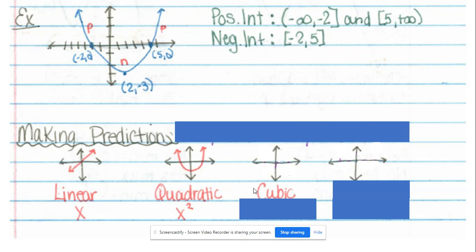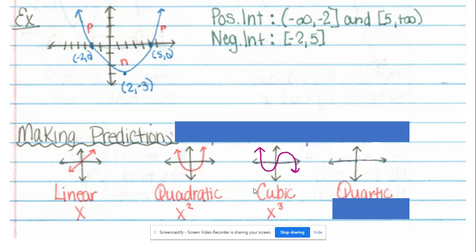So the next would be a cubic. And that function would mean there's an x cubed, hence the word cubic. And that would look like this, like a little squiggle. And then the next function would be a quartic. And that's for x to the 4th power. And that looks like a squiggly W.